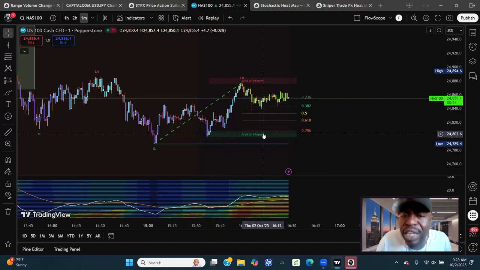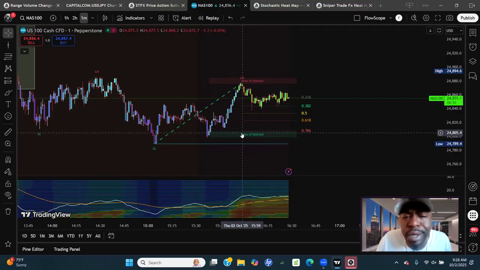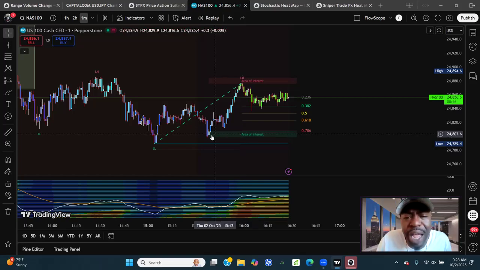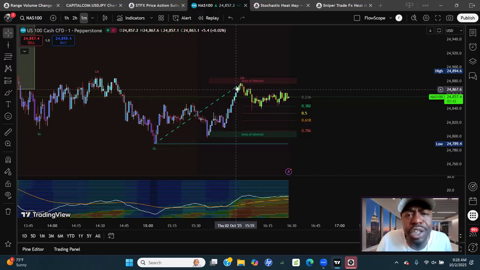Yo, this is an area of interest, gang. Yo, we're supposed to get a lower low right here, but we didn't. So let's mark this. What's going on here? And so price is beginning to change in market structure.